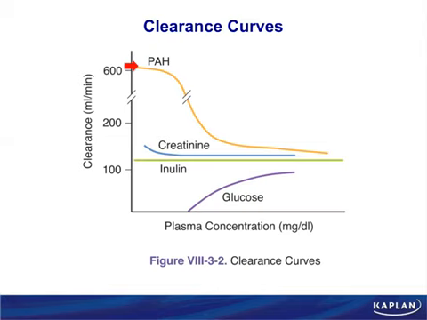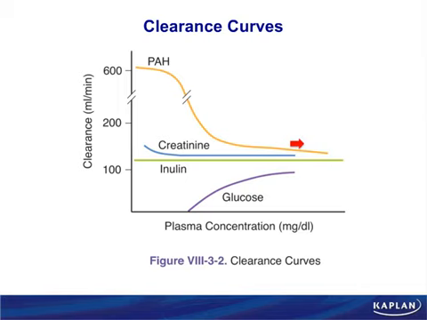All cleared. As you increase the plasma PAH concentration, the clearance decreases and approaches the clearance of inulin. Why? Because your carriers responsible for secretion of PAH become saturated. Once they become saturated, you no longer can secrete all the PAH, and what you're not secreting, you're not clearing. What you're not clearing remains in the plasma of the renal vein, and now the plasma leaving the kidneys in the renal vein contains a higher concentration of PAH. Therefore, the clearance is decreasing, and it approaches inulin. But it never equals it.